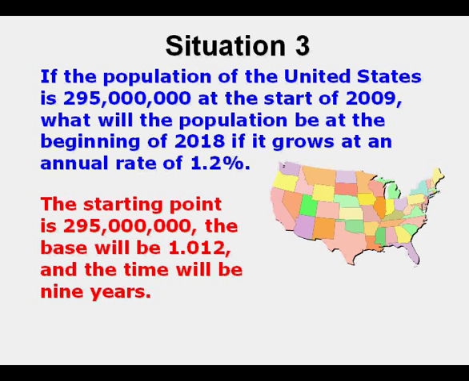In this case, the starting point is 295 million. The base will be 1.012. And the time to be evaluated for will be 9 years because it takes 9 years to get from 2009 to 2018. Go ahead and see if you can work it out.